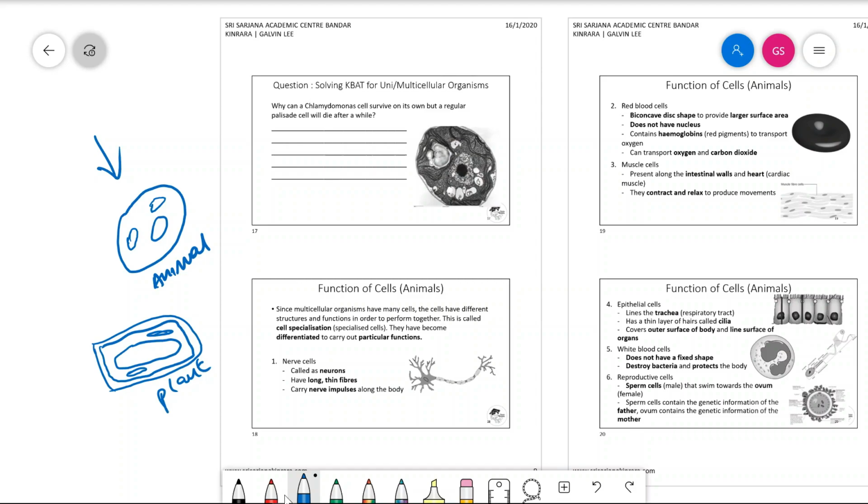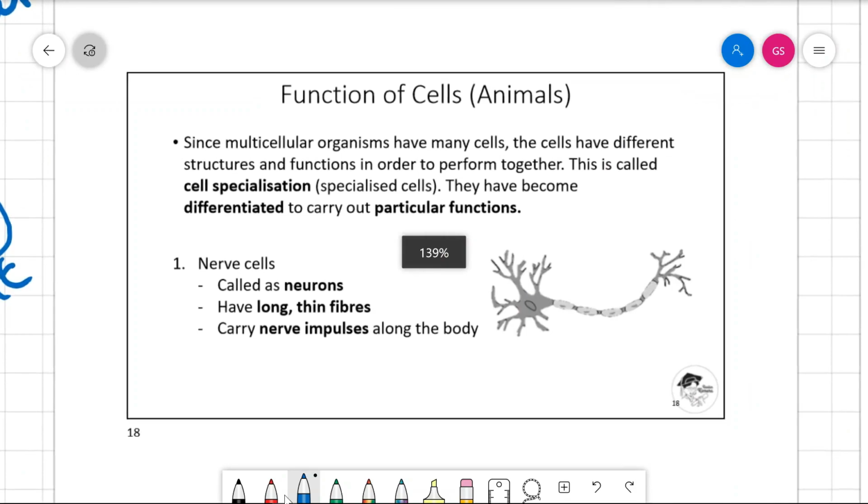So now we're going to look at how these animal cells come together, specialize, and become cells that can carry out a very specific function. Okay, let's go to this slide here. Function of cells, animal.